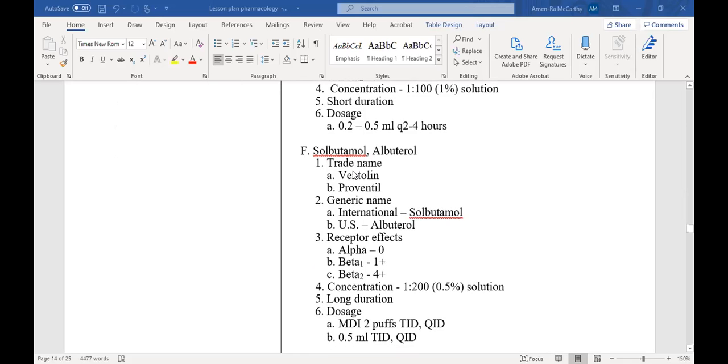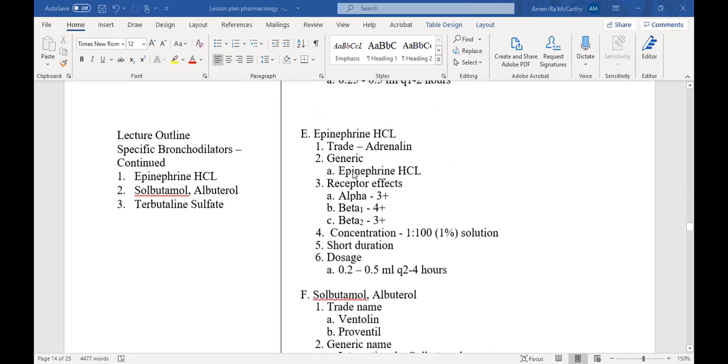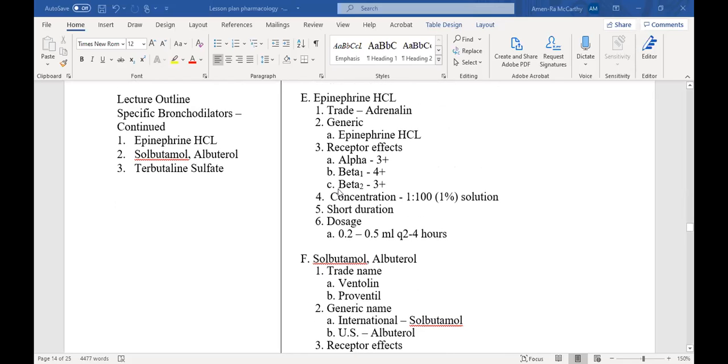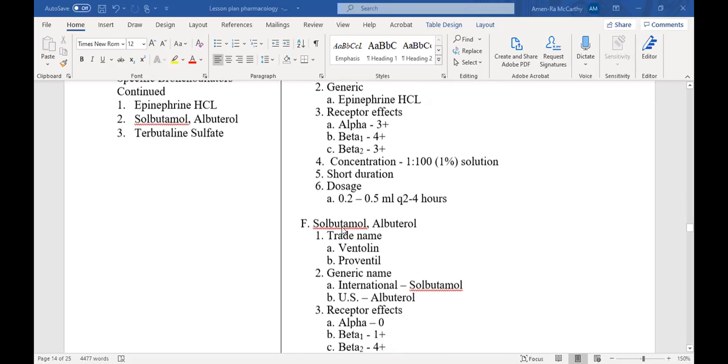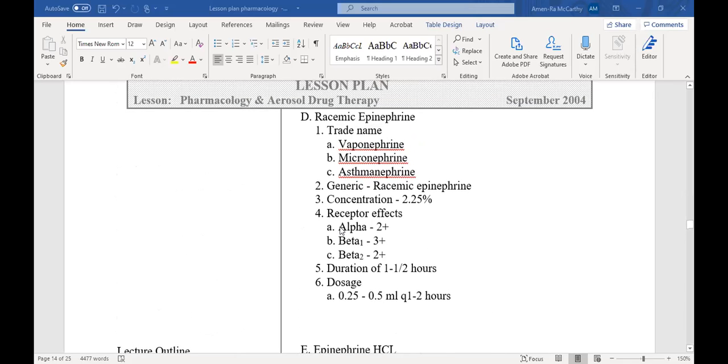The next one. Oh, let's finish this one. Trade name is adrenaline. Receptor effects: alpha +3, beta 1 +4, and beta 2 +3. All right. Concentration 1 to 100 ratio, or 1% solution. Short duration, and I just told you the dosage. That's epinephrine. Now, epinephrine is different from racemic epinephrine. It's not the same thing.